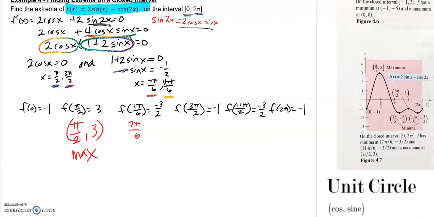And then in this case, there's a tie for minimums. 7 pi over 6 has a value of negative 3 over 2. And so does 11 pi over, that's not 2, but that's 6. 11 pi over 6 also has a value of negative 3 over 2. So in that case, there are 2 minimums on that graph.